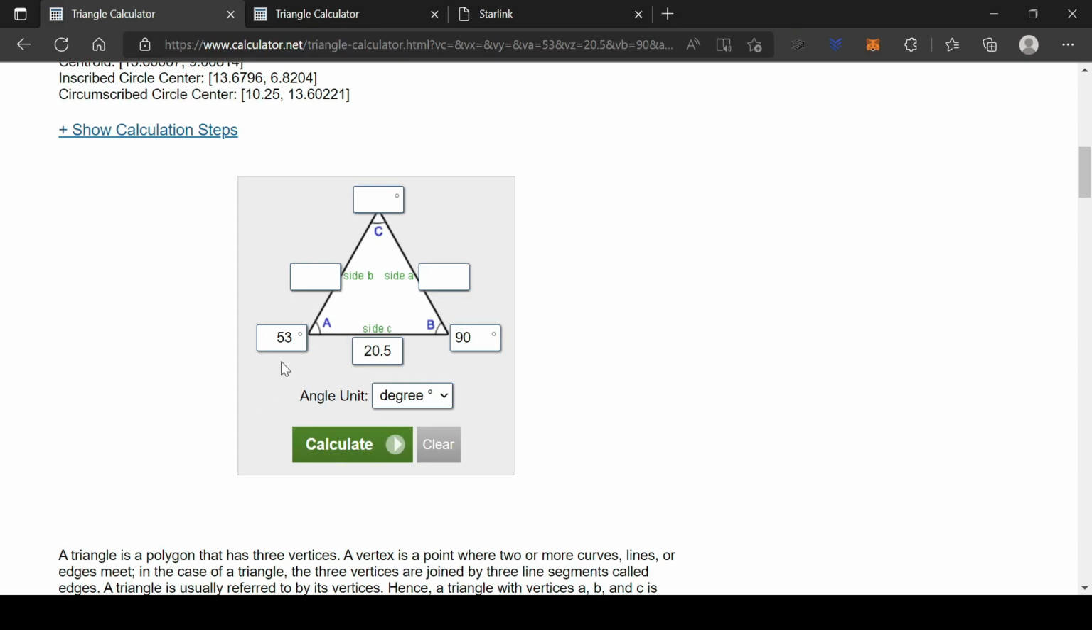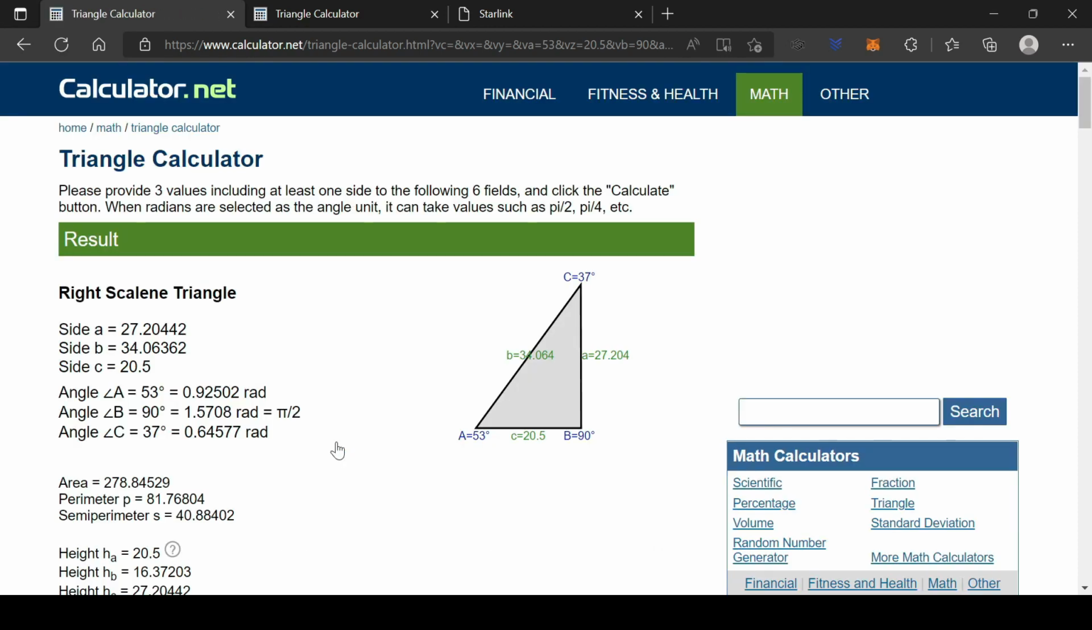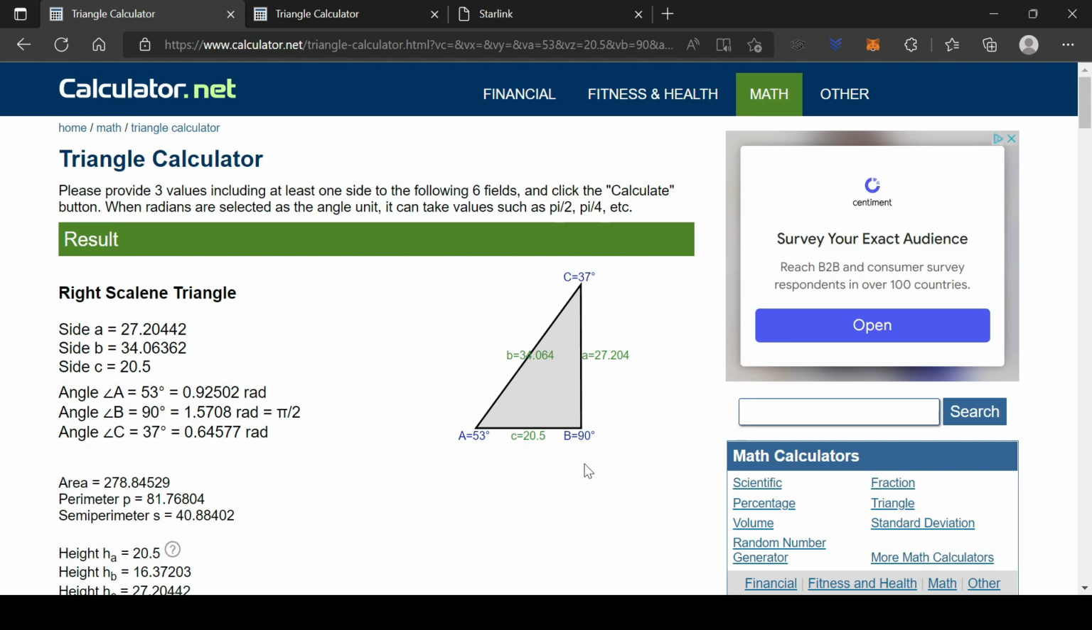So here's what I got. I've got a calculator.net triangle, and I've got the 53 degrees on the left, the 20.5 feet right here going over to the tree limb that's going to be up here somewhere, and the 90 degrees going up. Let's calculate. This shows me my triangle, my 53 degrees and my 90. Now, I've got to come up with a way of how high I need to raise the Starlink dish to get over that tree.